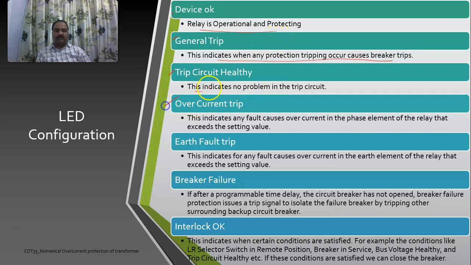See, the next thing is overcurrent. It indicates that any fault causes overcurrent in the phase element of the relay that exceeds a setting value. Similarly, earth fault. It indicates for any fault which causes overcurrent in the earth elements. And breaker failure. If after programmable time delay, the circuit breaker has not opened and the relay's fault is still sustaining, then it will indicate that there is a breaker failure. And finally, interlock. This indicates that when certain conditions are satisfied, for example, breaker in service, bus voltage healthy, then this LED will be lit.